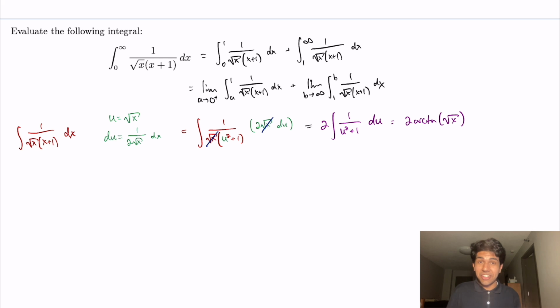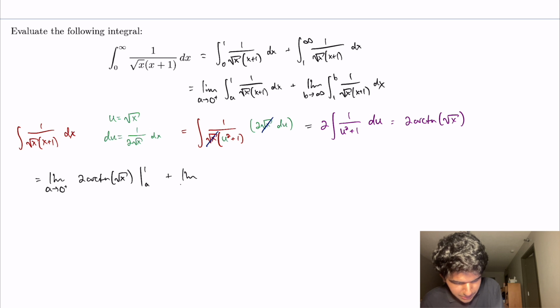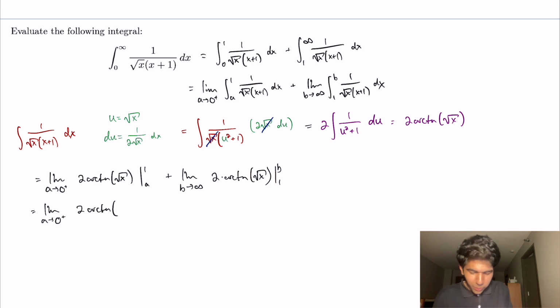Okay, so we've solved that integral, now we have to take care of our limits. So returning back to what we had, this is the limit as a approaches 0 plus of 2 times arctangent of the square root of x, evaluated from a to 1, plus the limit as b approaches infinity of 2 times arctangent of the square root of x, evaluated from 1 to b. Fundamental theorem of calculus. The limit as a goes to 0 plus of 2 arctangent of the square root of 1, which is just 1. And then we subtract from that 2 arctangent of the square root of a.